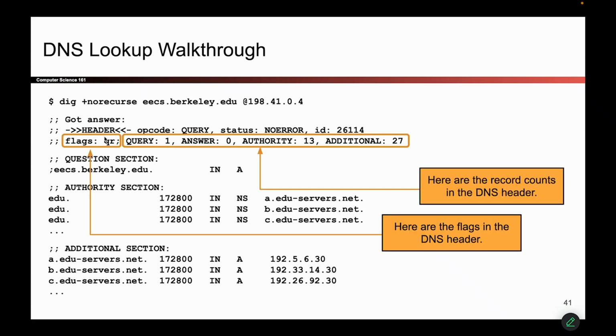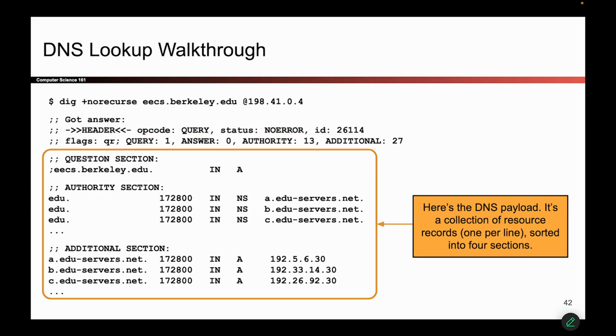Here are some flags not talked about. And here are the record counts. So it tells us there are 4 sections. There's 1 record in the query section or question section, 0 records in the answer section, 13 in the authority section, 27 in the additional section. This tells us exactly where the records are and how many are in each section. So let's go through each section one by one.